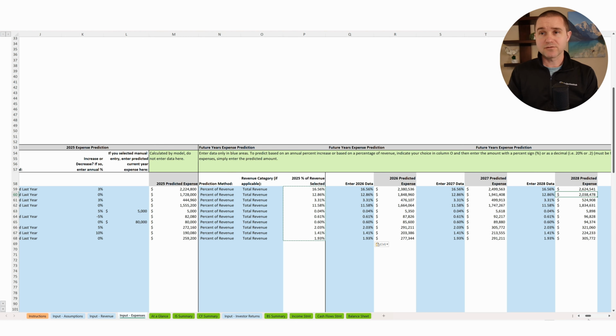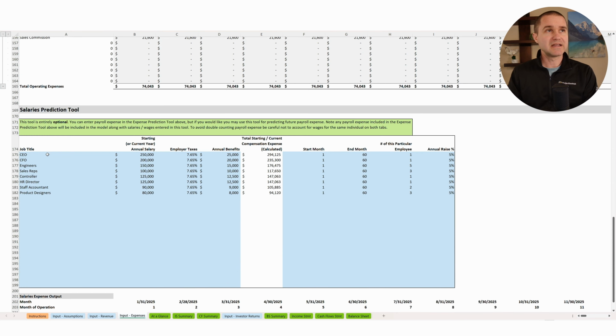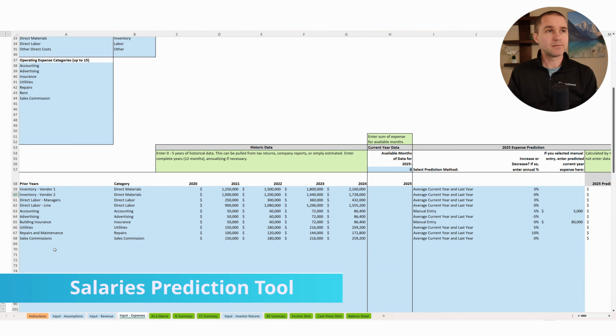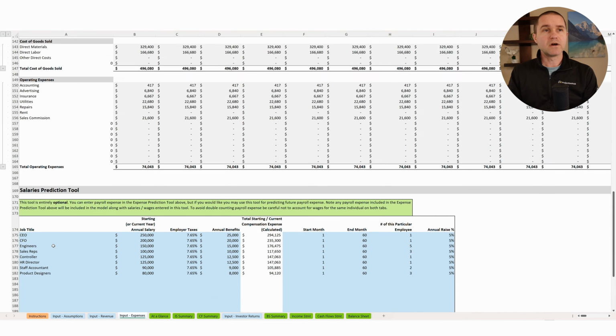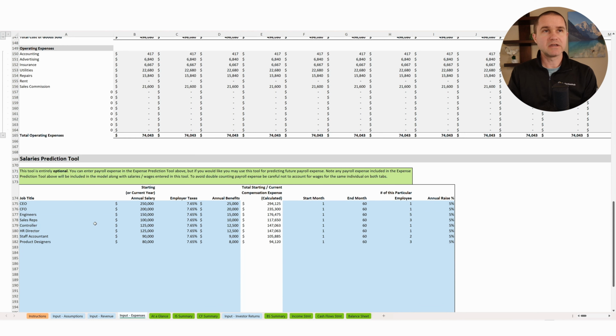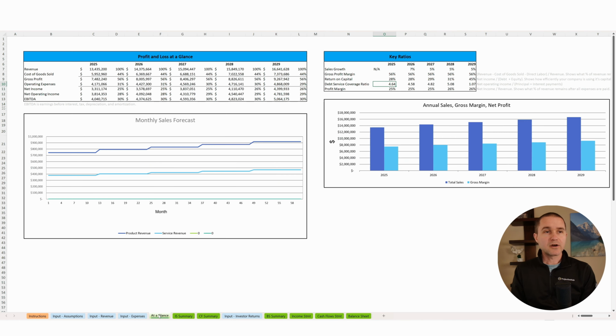Okay, so that is really it on the operating expense side. You will have the ability to enter in individual salaried positions if you'd like. You could put all the salaries in a line item up here, but if you want to put in individual salaried positions, you do have the ability to do that down here. You can set their current annual salary, employer taxes, benefits, what month in the model they're going to start, and then how many of that particular employee you have. So if you have 5 engineers, you can put 5 engineers, 3 sales reps, and so on. Okay, so that is really it.